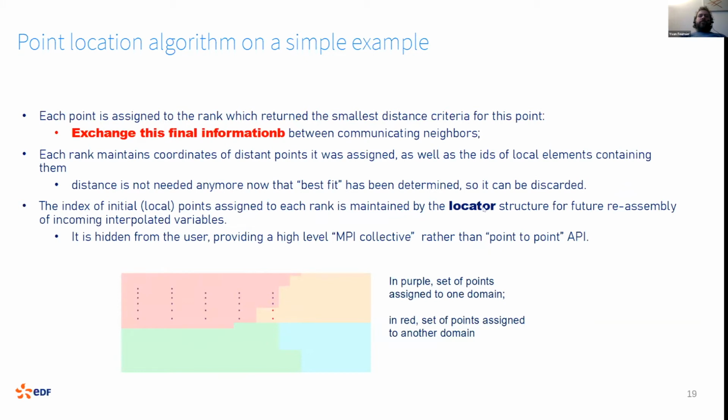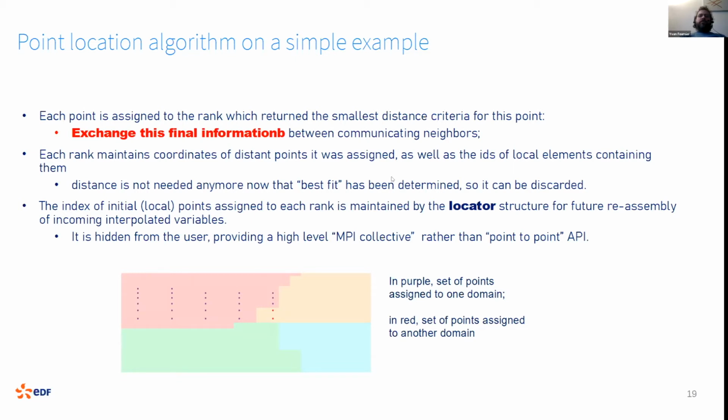Then each point is assigned to the rank which returns the smallest distance for this point. And then the final information, which is in exchange, basically gives a filter result indicating for each point to which rank it was really assigned. And then each rank, so each local locator object, just simply maintains the coordinates of the distant points that it has received and the IDs of the local elements in which those points lie.